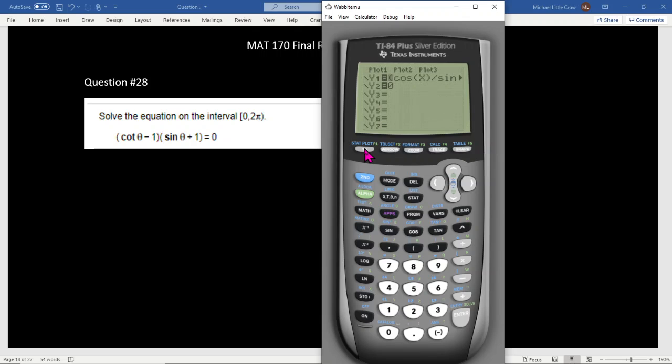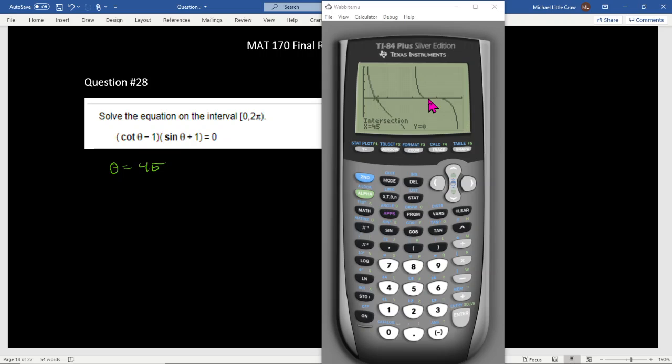Look up what I've got. Cotangent is cosine over sine. Minus 1. Sine x plus 1. Okay. So I go second calc, find the intersection. It's asking for the first curve. Get onto a curve here. Here we are. Enter, enter, enter. 45 degrees. So I'll write that down. So I've got one intersection when theta equals 45 degrees.